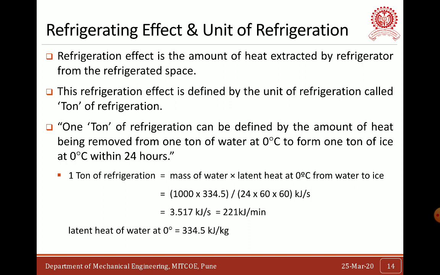This is the unit normally used for measuring the refrigeration effect, and 1 ton of refrigeration is equal to 3.517 kilowatt. Normally while solving numericals you may find that 1 TR is taken as equal to 3.5 kilowatt.